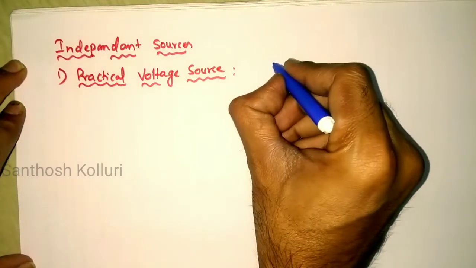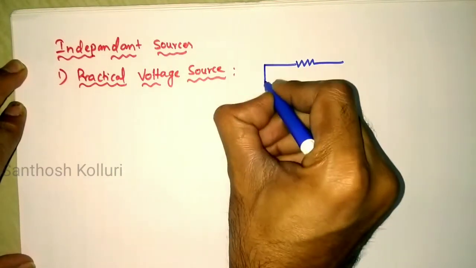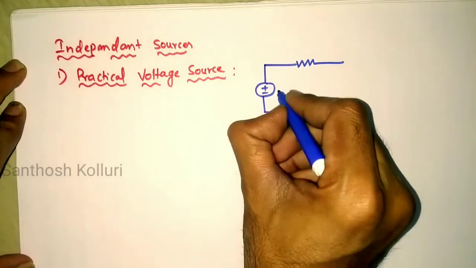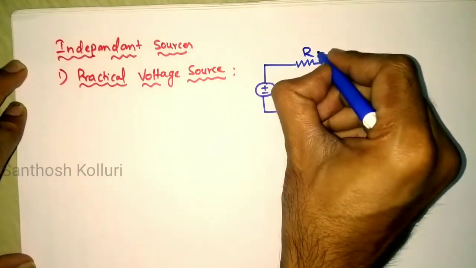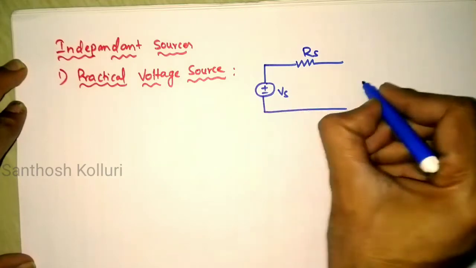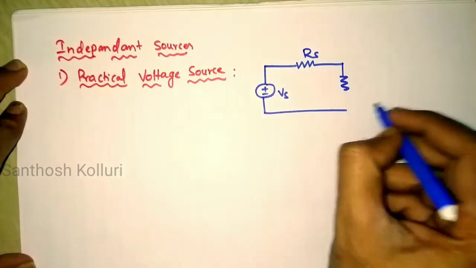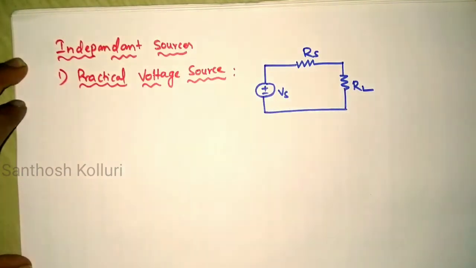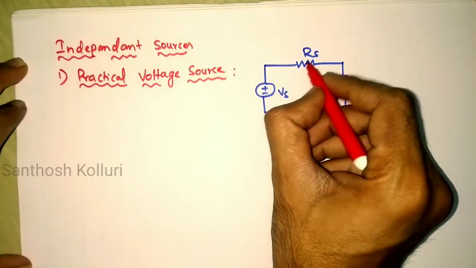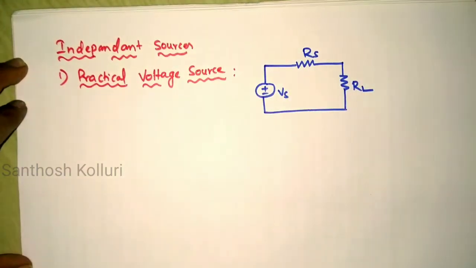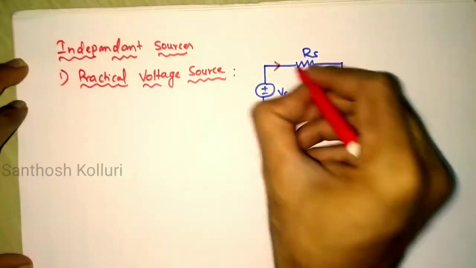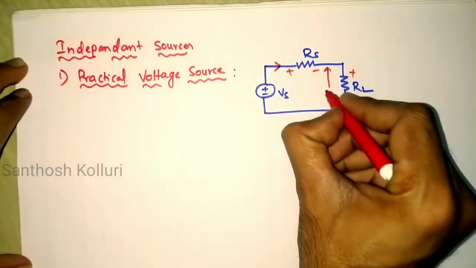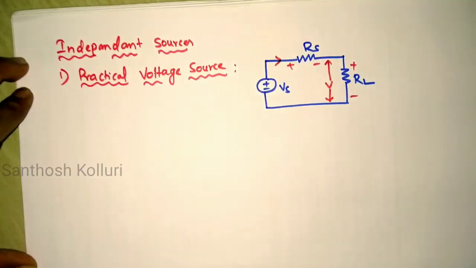In the practical voltage source, the circuit diagram will be like this. I am taking DC. This is the source voltage Vs, this is the internal resistance Rs of the voltage source, and this is the load connected to the circuit, which I can represent as RL. If the current flows in this direction, then this will be plus and this will be minus, and here also plus and minus, and this is the voltage drop across the load resistance RL.